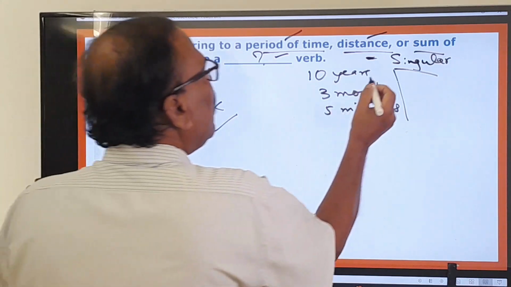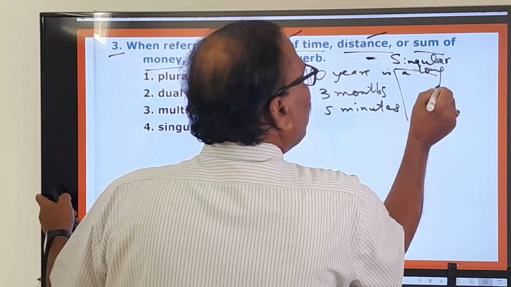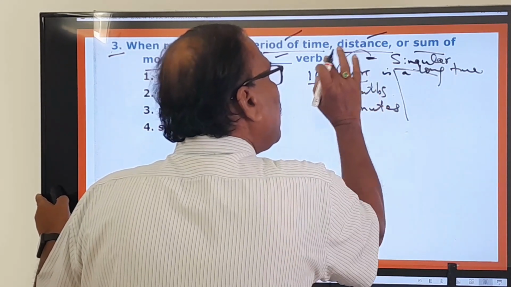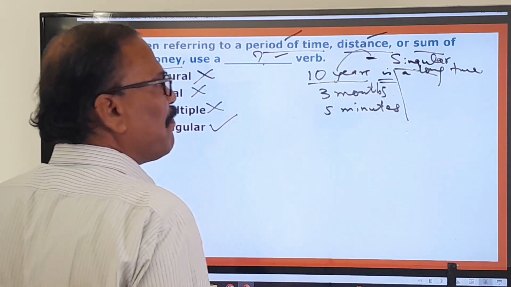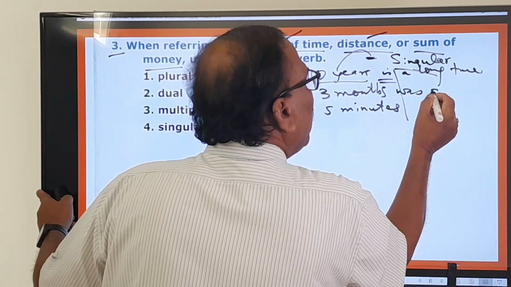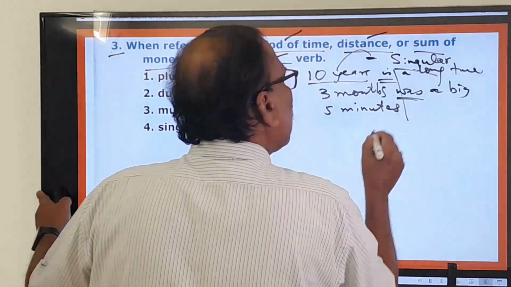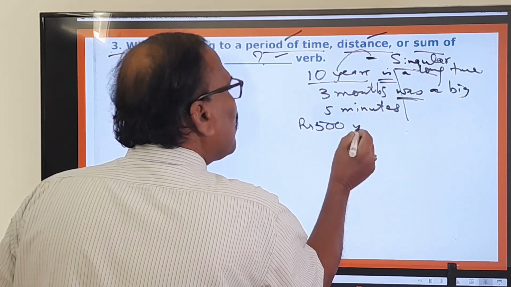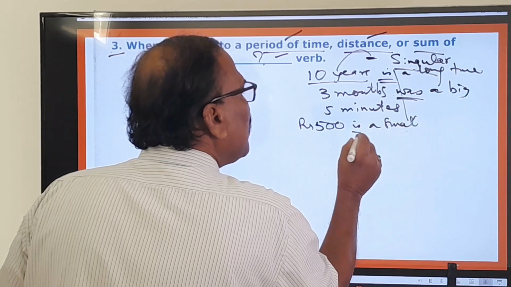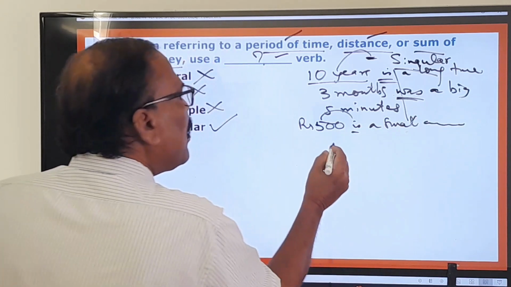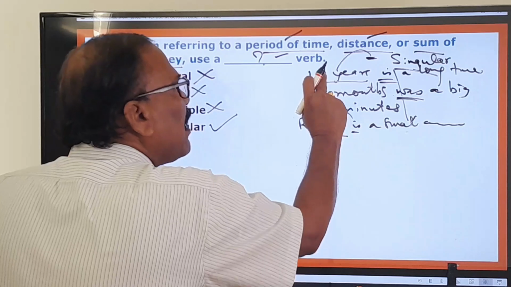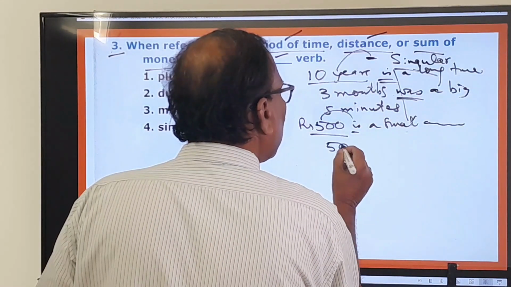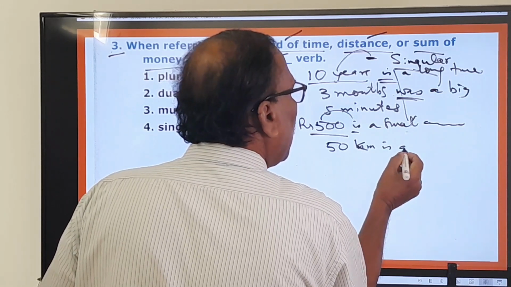Here you say that 10 years is a long time. 10 years, this is plural, but it is conveying a singular meaning. 10 years is a long time. 3 months was a big time. Something like that. Okay, and here 500 rupees is a small amount. So here you are saying 500 rupees is, 10 years is. 50 kilometers is a small distance. 50 kilometers is a big distance.